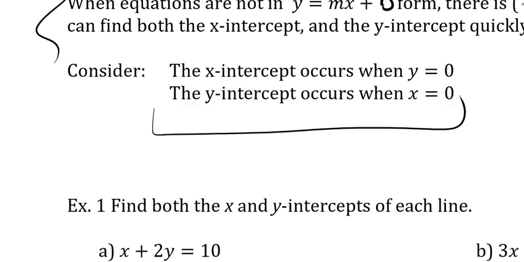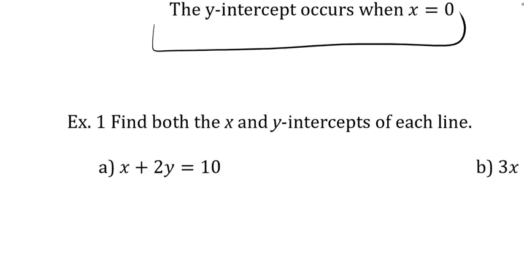Okay? So everybody got that written down? You can write down the first question. We're going to find both the x and y intercepts of each of the lines we're going to look at here.